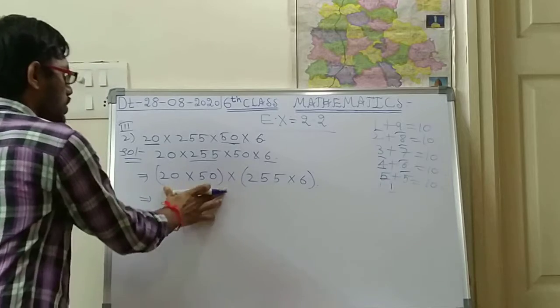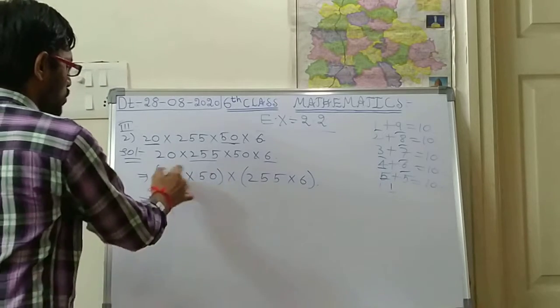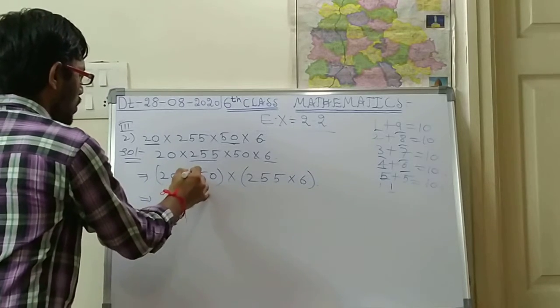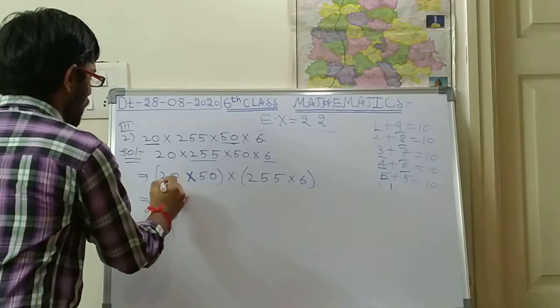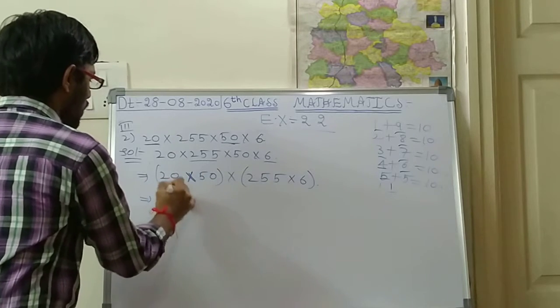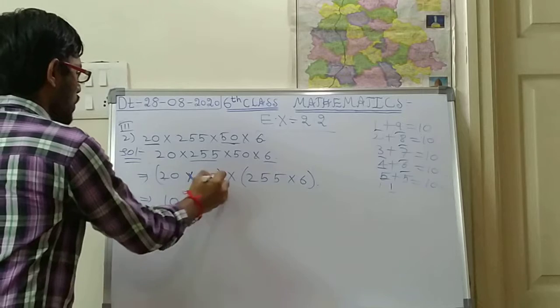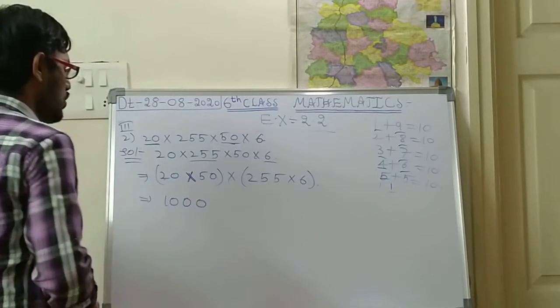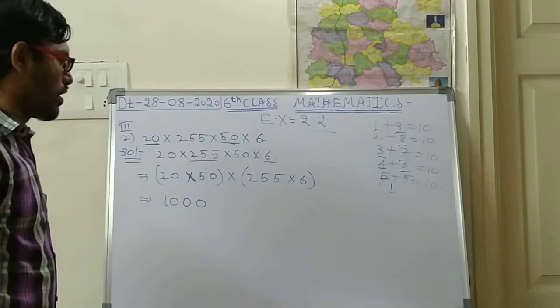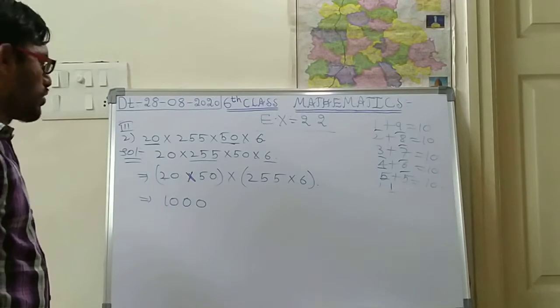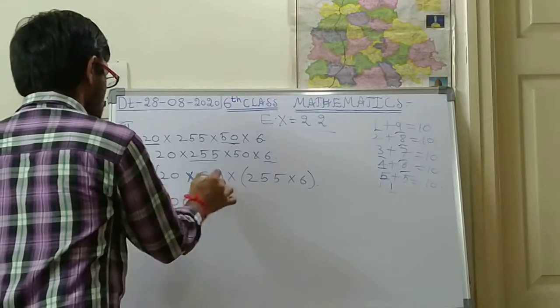First solve these two. 20 into 50. What is 20 into 50? So here see, children. 2 5s are 10. So 0 0. So 2 zeros are there. So 20 into 50 is 1000. 20 into 50 is 1000. Okay. 5 2s are 10. 0 0.